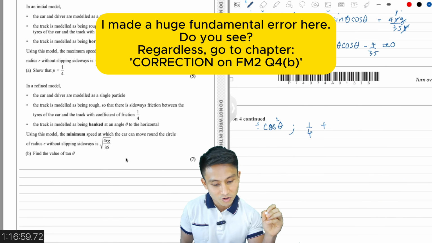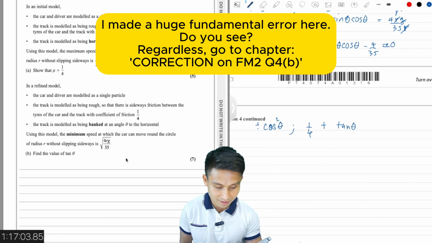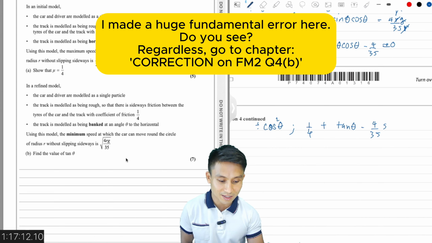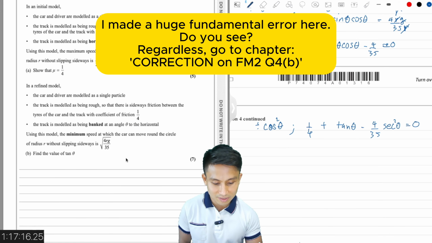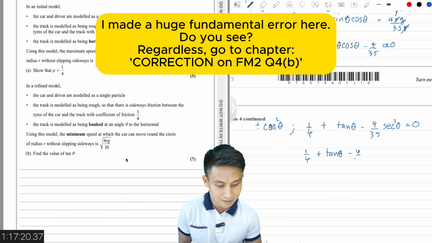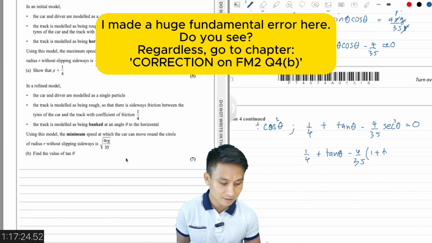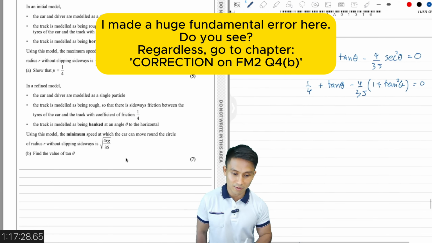So if we divide across by cos squared, that's going to be 1 over 4, and this one will be tan theta, and this will be 4 over 35. If you divide that by cos squared, you're going to get sec, and you should also know that. Then we can change sec to the identity that I mentioned. So sec squared theta is 1 plus tan squared theta, equals 0. This is pure math now.